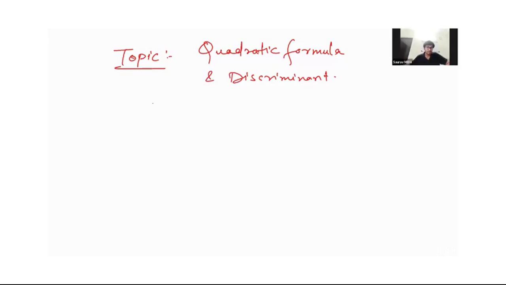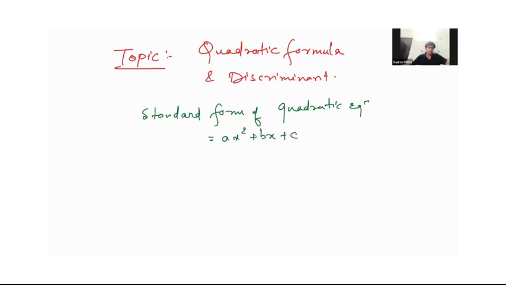First, we should know the standard form of the quadratic equation. So what is the standard form of a quadratic equation? The standard form of a quadratic equation is ax square plus bx plus c. This is the standard form of the quadratic equation, where a is non-zero, a is not equal to 0.